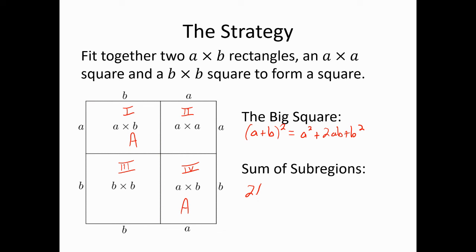So if we're going to sum up the areas of all the subregions, we have double the area of the rectangle, and then we have an A by A square. We know what its area is. That's A squared. That's the square area postulate. And we also have a square of side length B, which is B squared.